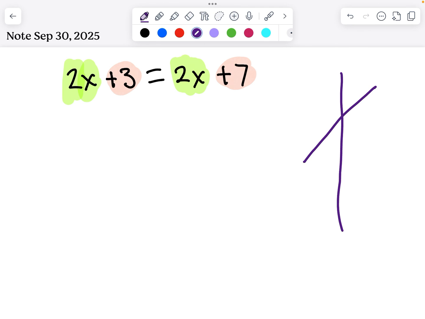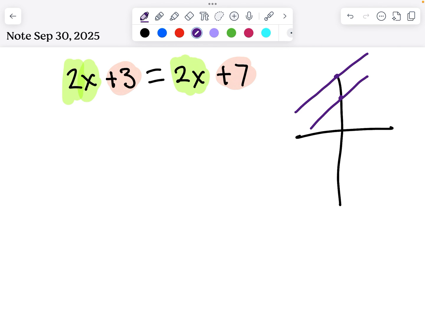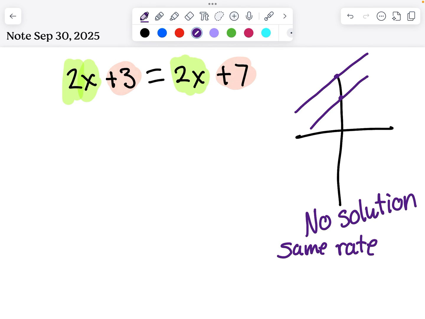So if I go back to that graph idea, one of them started at positive 3, and the other started at 7. Both of them have the same slope, and they are never going to cross. This means that they are going to have no solution. So for no solution, they need to have the same rate, but different start values.